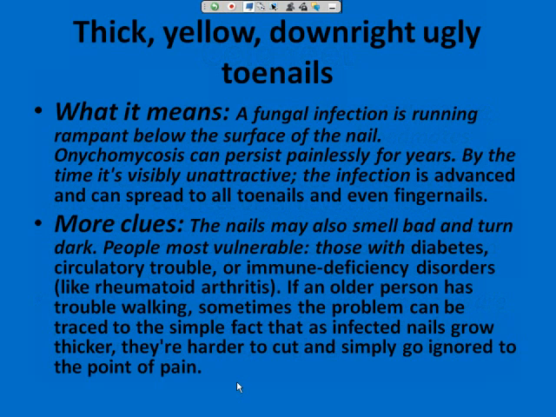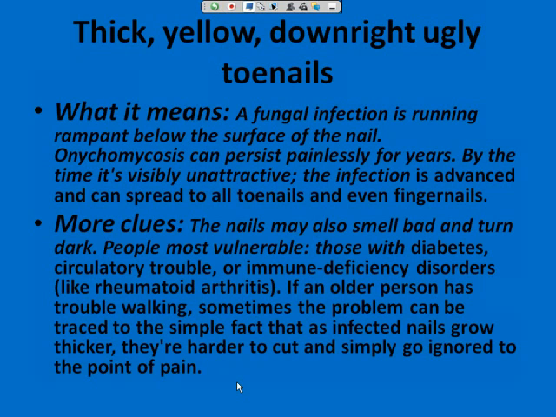Thick, yellow, downright ugly toenails. This is a fungal infection. It runs rapid below the surface of the nail. This is called onychomycosis, and it can persist painlessly for years. By the time it's visibly unattractive, the infection is advanced and can spread to all nails and even fingernails. More clues: the nails may also smell bad and turn dark. People most vulnerable are those with diabetes, circulatory trouble, or immune deficiency disorders like rheumatoid arthritis.